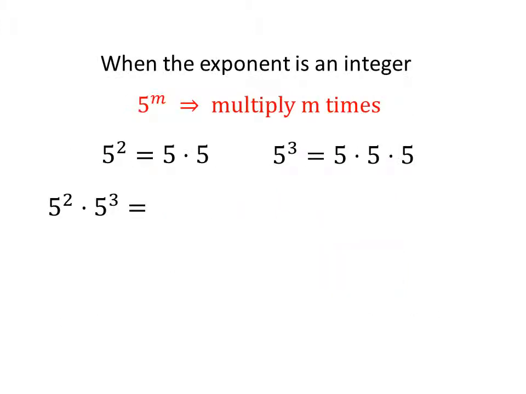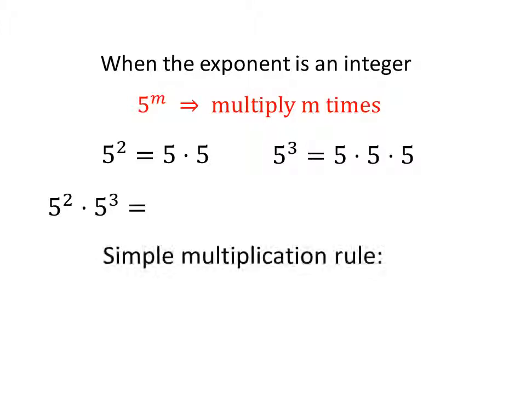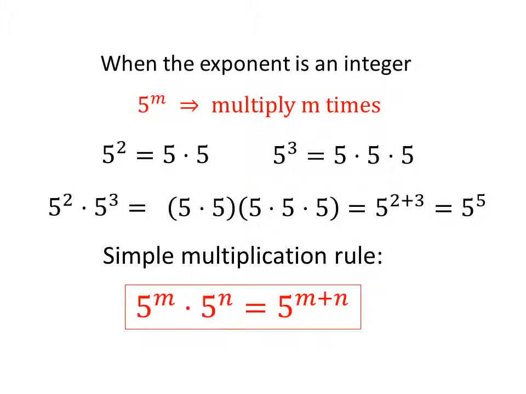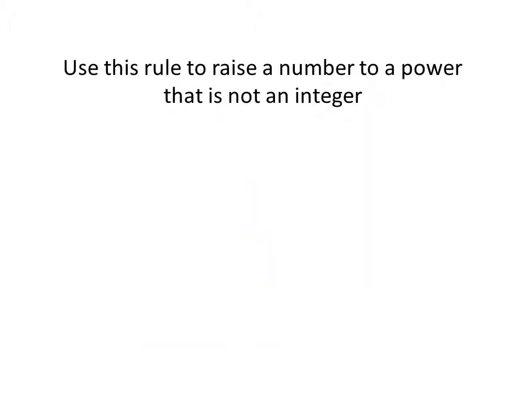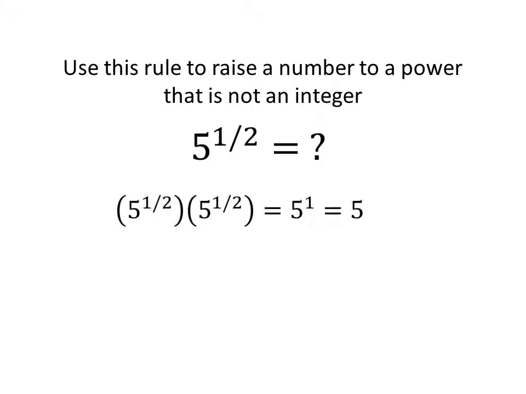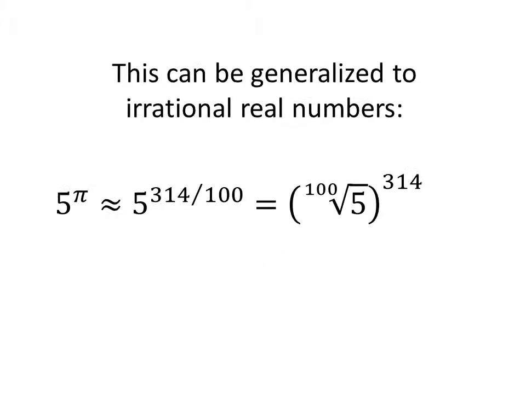Exponents can be viewed as repetitive multiplications, m times, where m is an integer. And based on that definition, we establish a simple multiplication rule shown in red at the bottom. We can use this rule to raise a number to a power if the power is not an integer. For example, what does 5 to the 1/2 mean? We multiply it by itself, and we discover that 5 to the 1/2 is just the square root of 5.